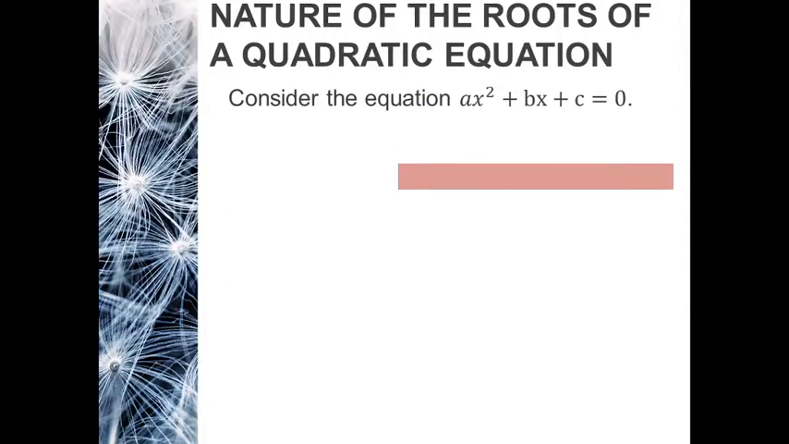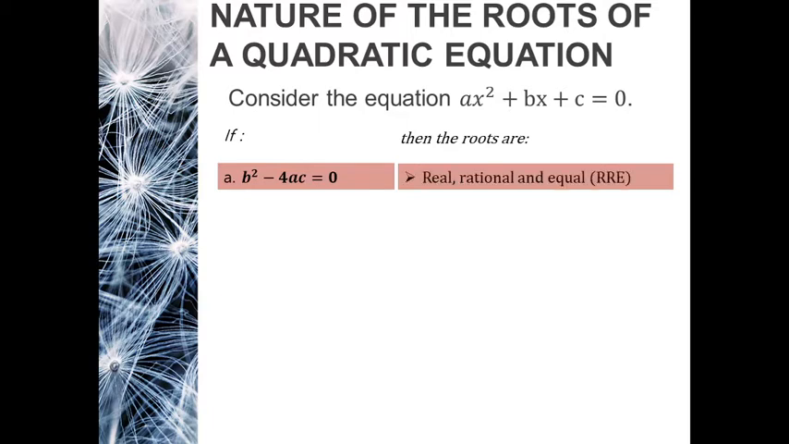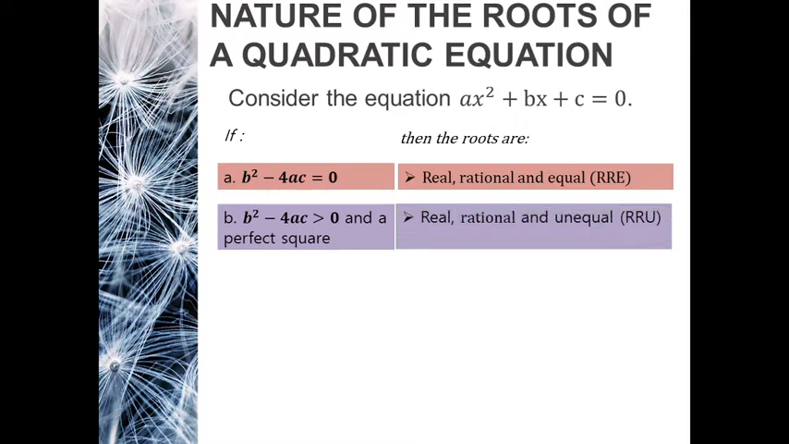Consider the equation ax squared plus bx plus c is equal to 0. If b squared minus 4ac is equal to 0, then the roots are real, rational, and equal, or simply RRE. If b squared minus 4ac is greater than 0 and a perfect square, then the roots are real, rational, and unequal, or RRU.